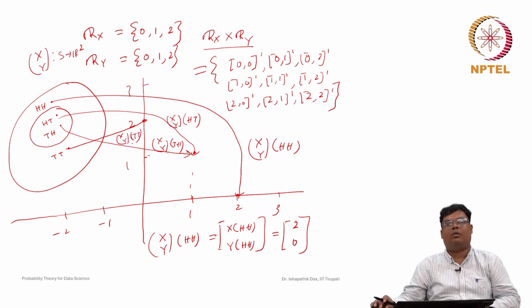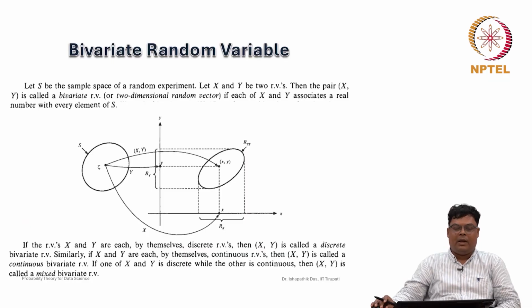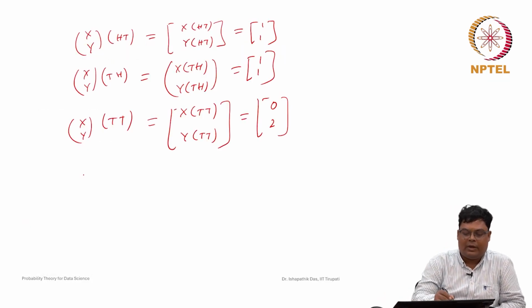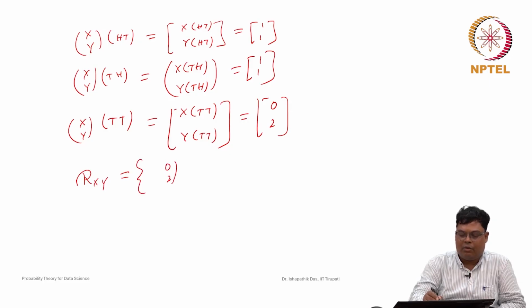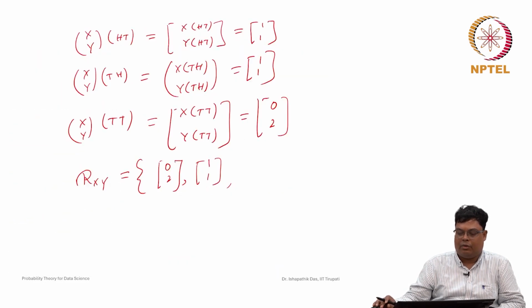So, what did we find? What is the range of this bivariate random variable? The range of this bivariate random variable we denote by Rxy. What points does Rxy contain? See that 0 2 is one point, and then 1 1 also, and another point is 2 0.